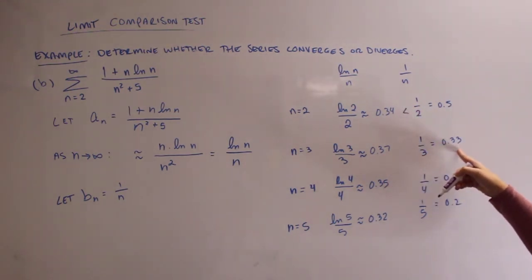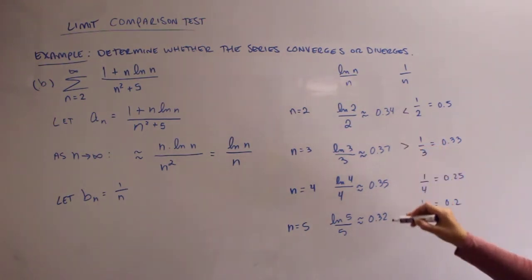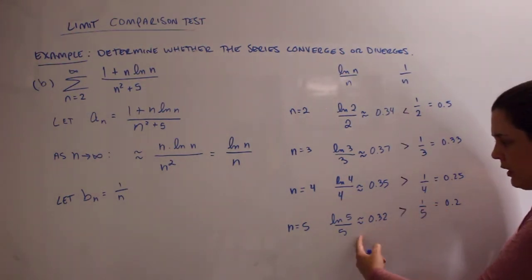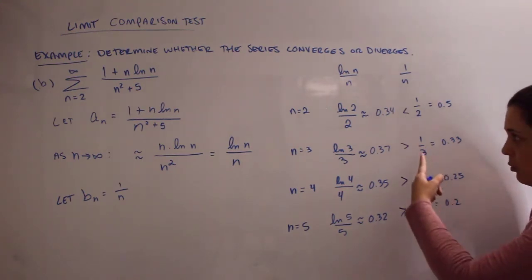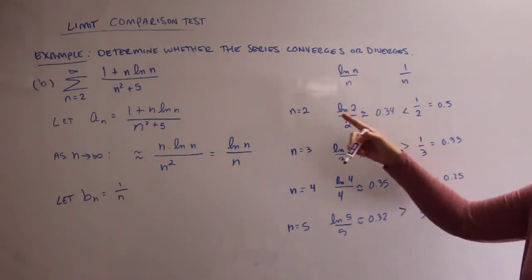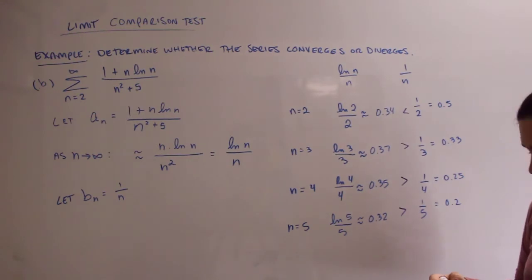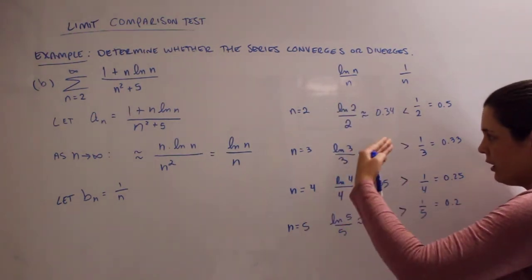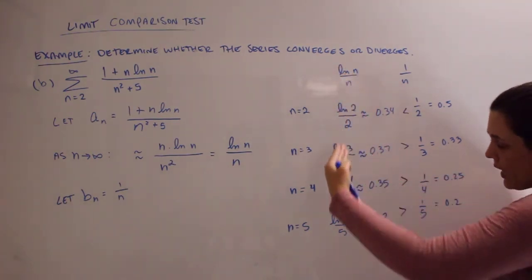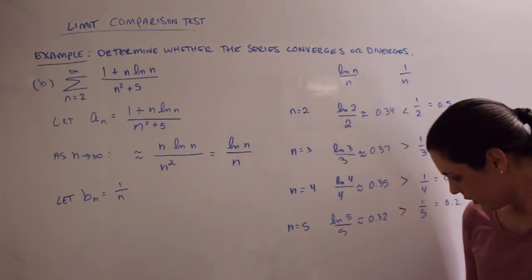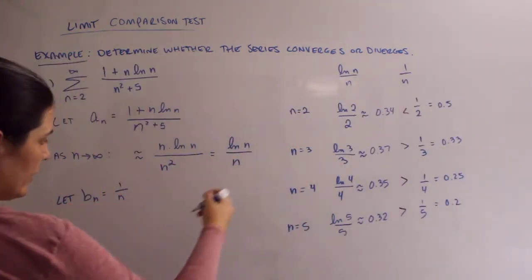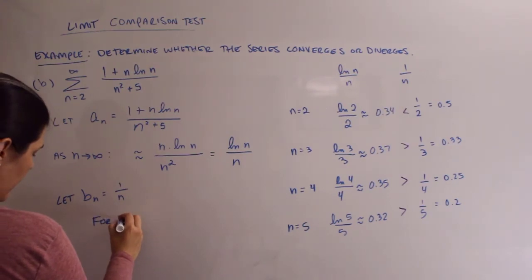0.37 is more than 0.33. 0.35 is more than 0.25. 0.32 is more than 0.2. And if we keep going, these are always going to be bigger than the 1 over n ones. So on the first one, this one wasn't greater, but if you kept going, these ln n over n are going to be greater.